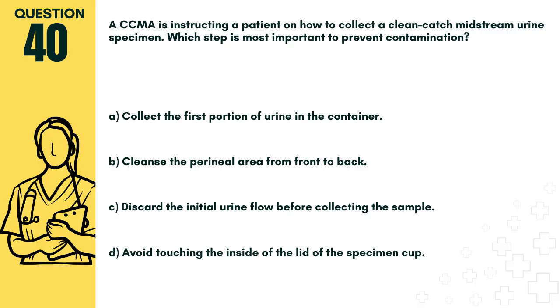Question 40. A CCMA is instructing a patient on how to collect a clean catch midstream urine specimen. Which step is most important to prevent contamination? A. Collect the first portion of urine in the container. B. Cleanse the perineal area from front to back. C. Discard the initial urine flow before collecting the sample. D. Avoid touching the inside of the lid of the specimen cup.